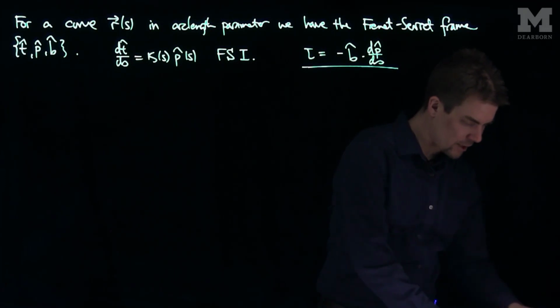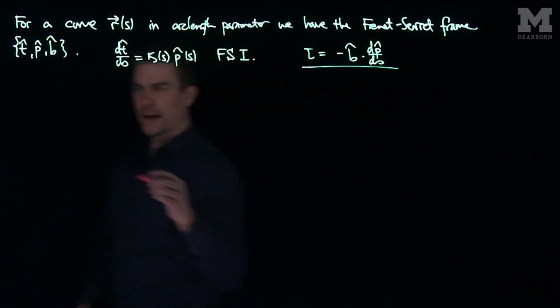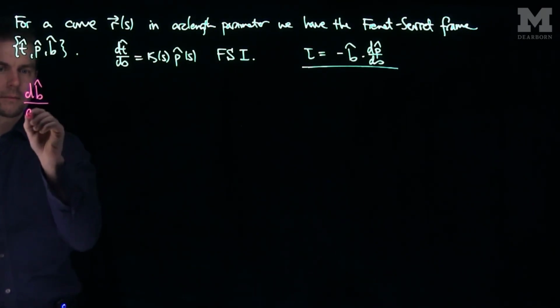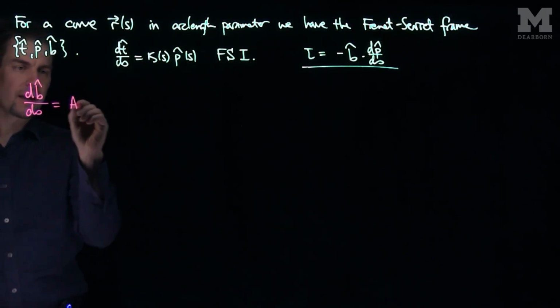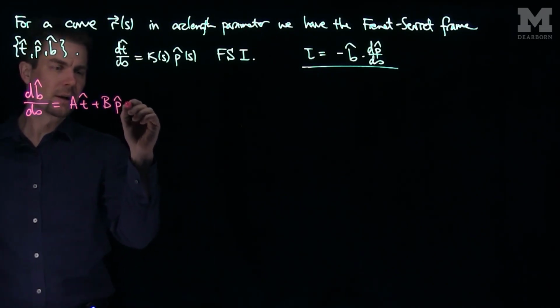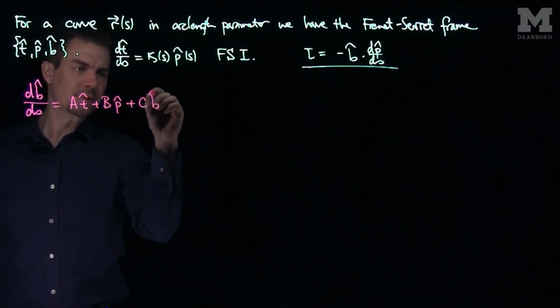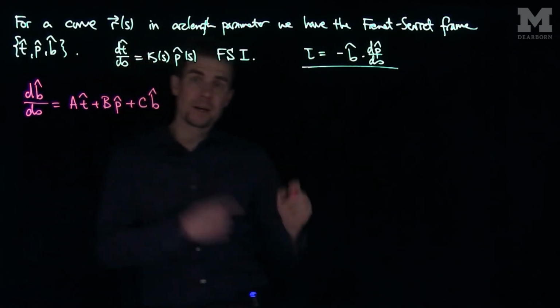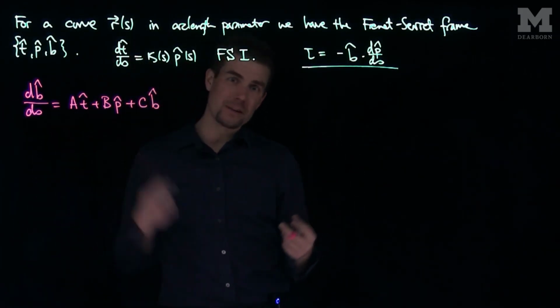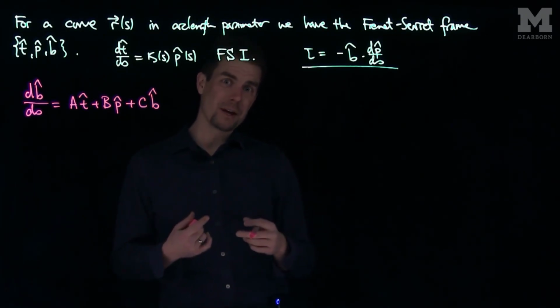So the third Frenet-Serret equation uses the fact that dB ds is a number a times t hat plus a number b times p hat plus a number c times b hat, because t, p, and b play the same role as i, j, and k, so you can write any vector, namely dB ds, as a combination of t, p, and b.